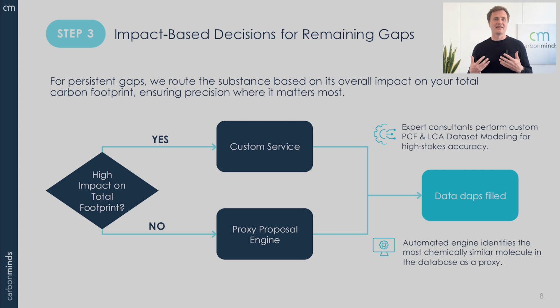And then if we say, okay, this is a data gap which is likely to have a very low impact on our Scope 3 accounting, for example, because only very small quantities of the substances are used, then we can use our proxy engine, which uses algorithms which compare the molecular structure of the chemical that you are looking for with the molecular structure of the chemicals that we have included in our database. It quantifies the similarity and gives us the most similar molecule, which is often a very good starting point for the selection of proxies, which then would need to be checked by an expert again.